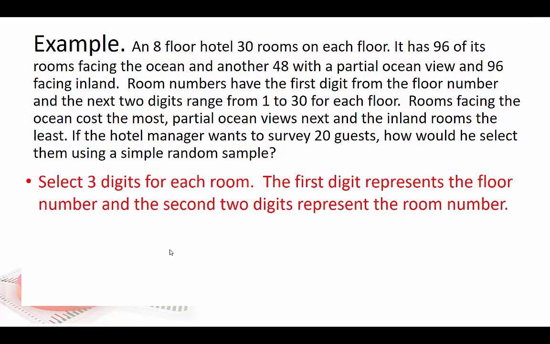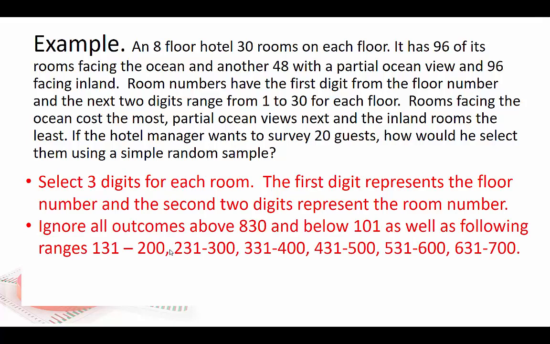So you select 3 digits for each room. The first digit represents the floor number, and the next two digits represent the room number. Ignore all outcomes above 830 because there are no rooms 831 or 9, whatever, because it's only 8 floors. Also ignore anything below 101 because in the US we don't start on floor 0. In Europe they do, but we don't. Also, you want to ignore the following ranges where there are no room numbers corresponding to it. So 131 to 200, 231 to 300, 331 to 400, etc.